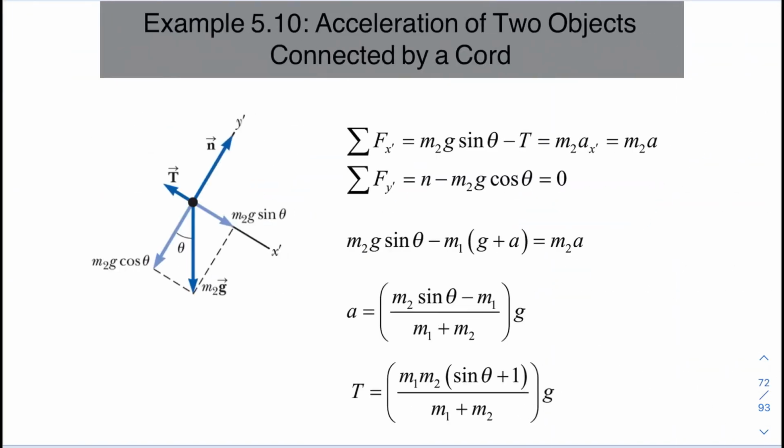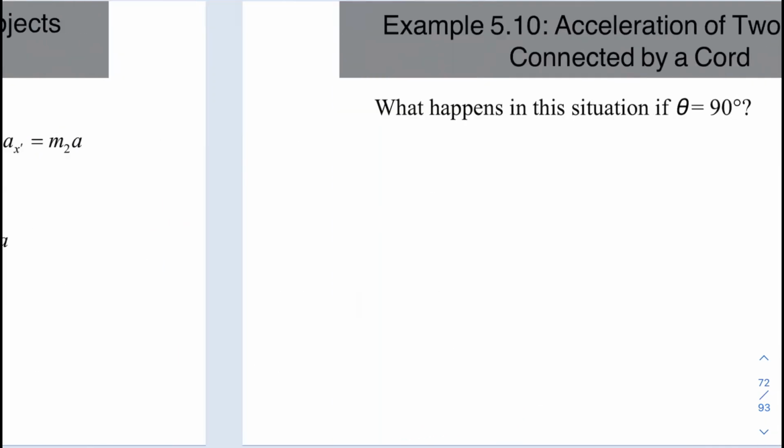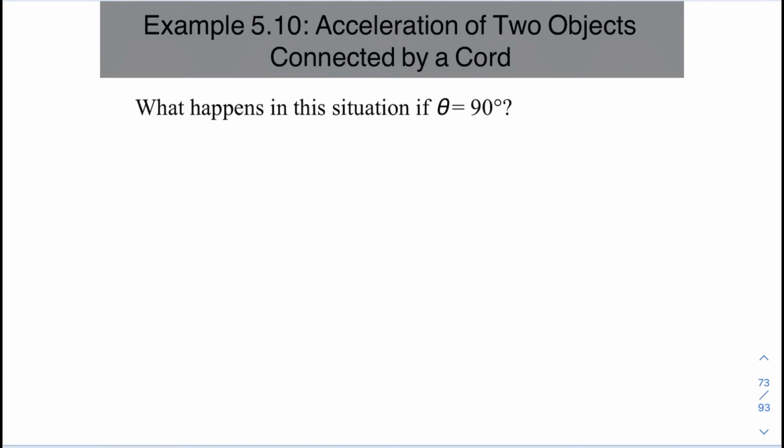Right, so in terms of equation, if you are interested in A, the equation will be from here. If you are interested in T, then you don't have to substitute, you do it the other way round. Then you will get this one. Play around. Right, what happens in this situation if the theta is 90 degrees?